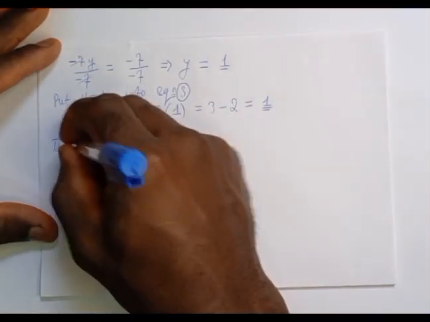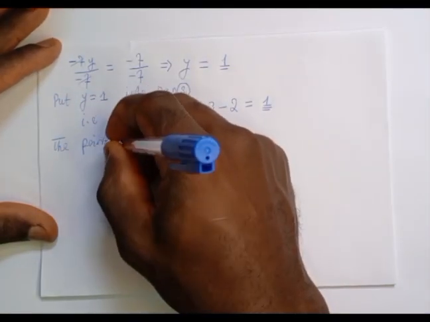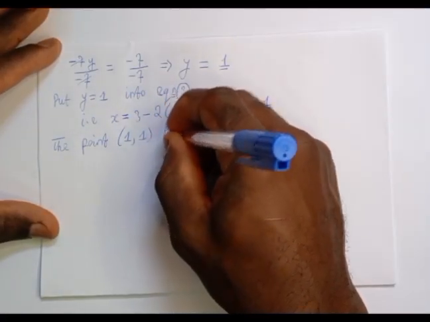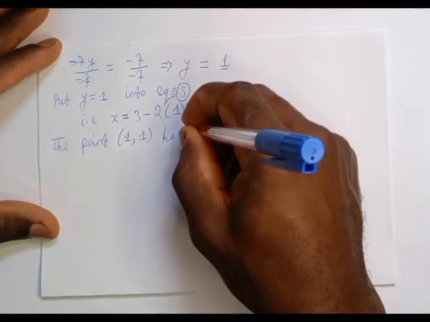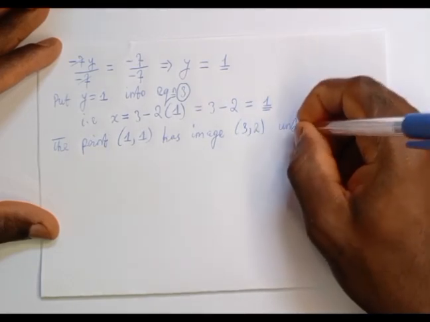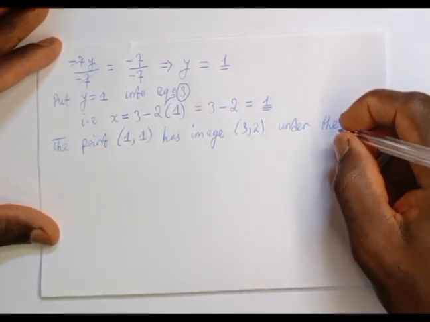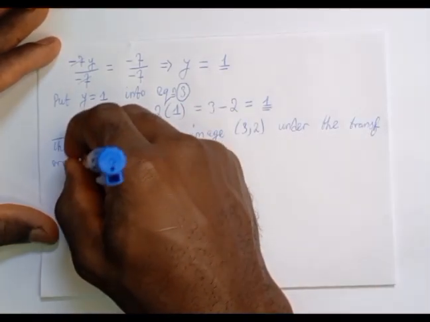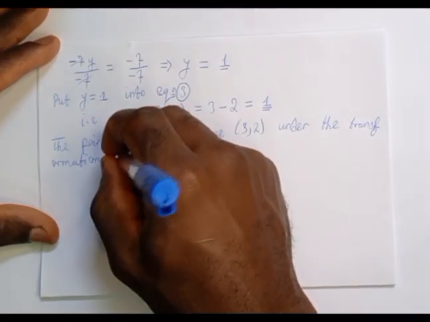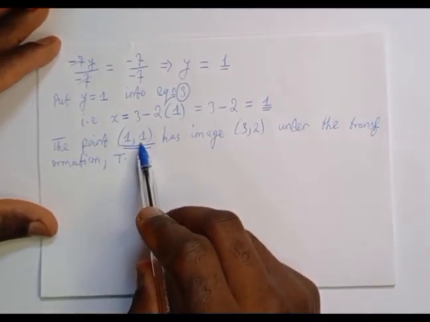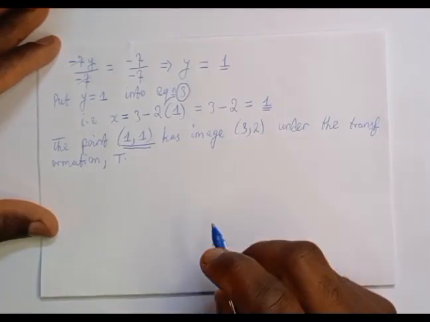The point (x, y), where x is 1 and y is 1, has image (3, 2) under the transformation T. It simply means under the transformation T, the point (1, 1) is mapped onto the point (3, 2). Let's verify this and see.